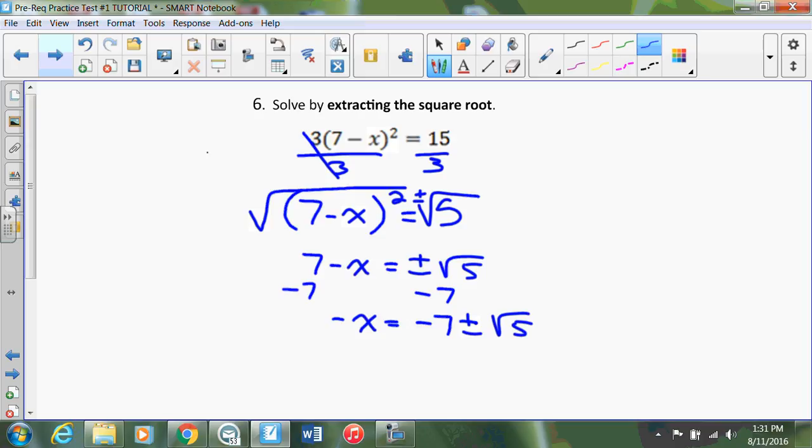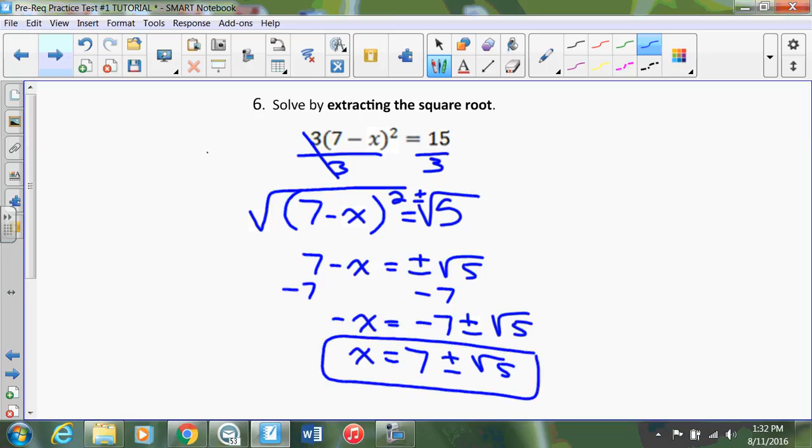And then we're going to go ahead. A lot of people think differently about how to get rid of the negative, whether you think of dividing by -1, multiplying by -1, or just changing each sign. We're going to get x equals 7. The funny thing is the plus or minus still remains a plus or minus. And that is your final answer. It doesn't make sense to change the square root of 5 into an approximation using a decimal. So we're going to leave it that way because that's the exact answer.